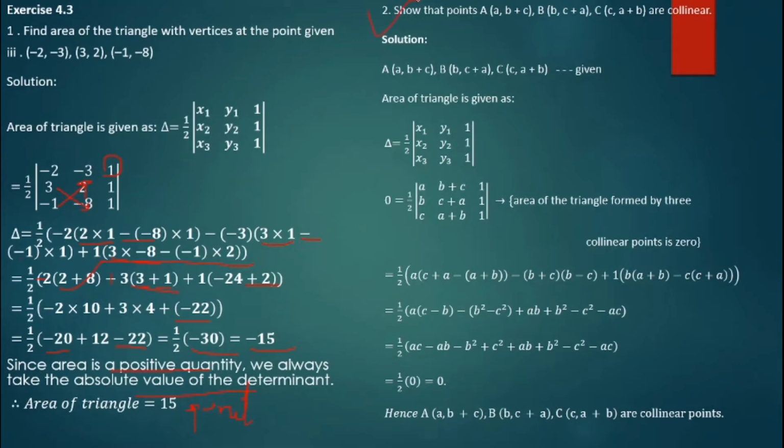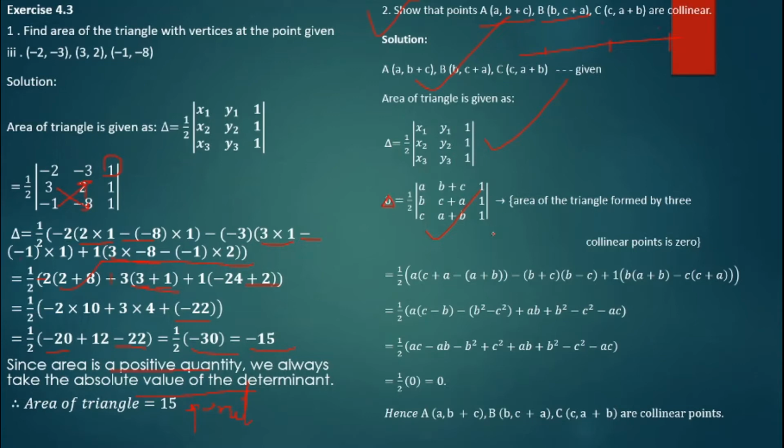Second problem. Show that the points A, B plus C; B, C plus A; C, A plus B are collinear. Collinear means all these points lie on the same line. We have one formula: when you find the area of the triangle, you will get 0. So let's start. Here we write the area of the triangle in determinant form. We substitute x1 y1, x2 y2, x3 y3 in the determinant. For the time being I will take it as a determinant only, not as 0.